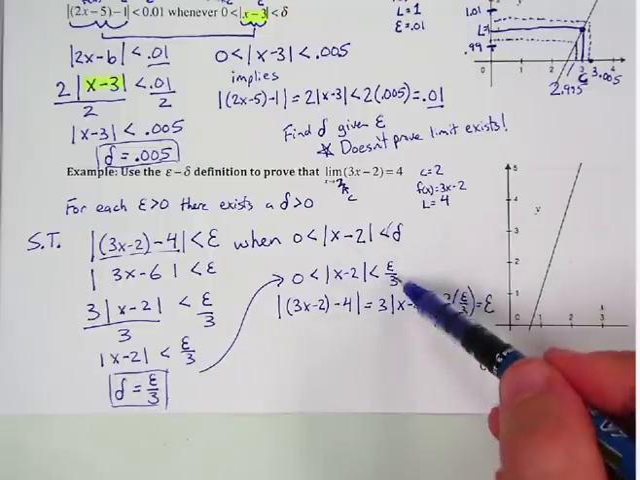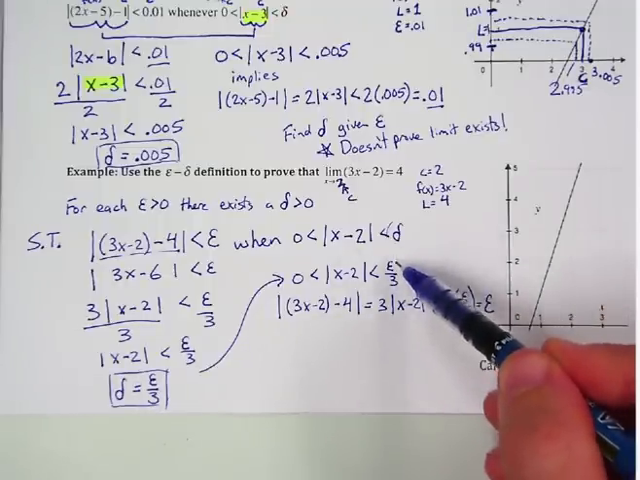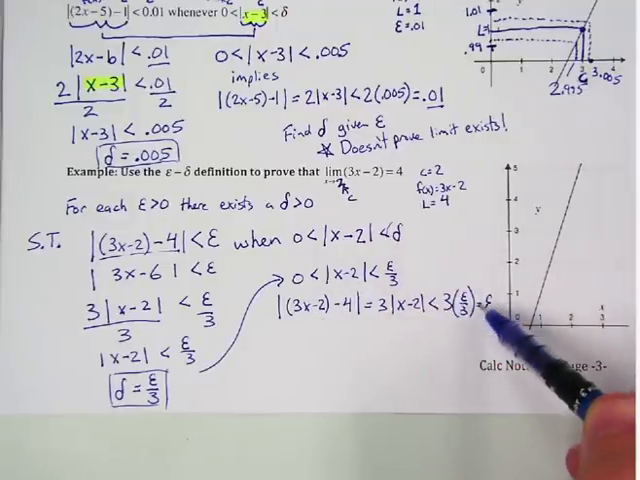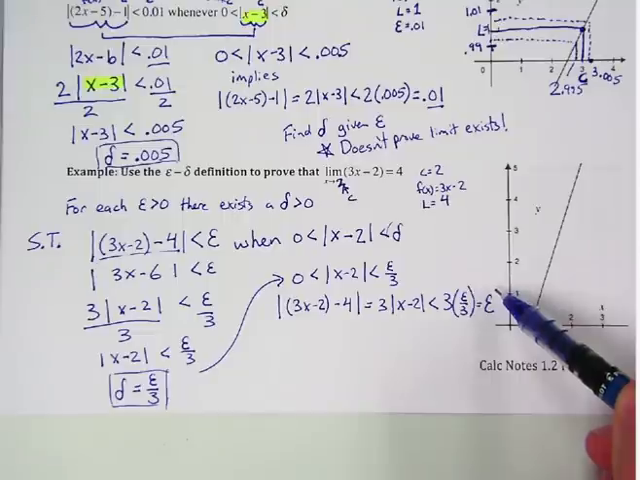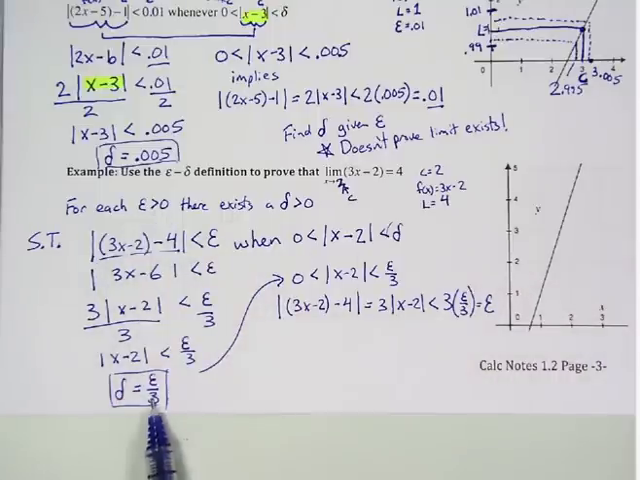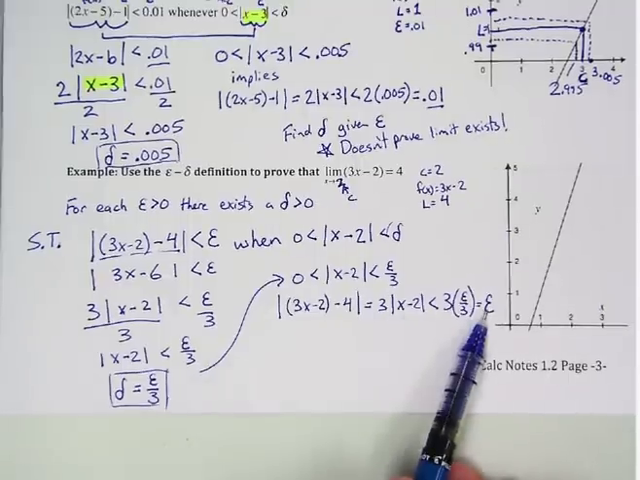So what we've done here is we found delta is epsilon over 3. When we plug epsilon over 3 back in for delta, we end up being left with just epsilon. So for any epsilon greater than 0, if this is our delta, we know we're going to get back epsilon. And so it's going to work.